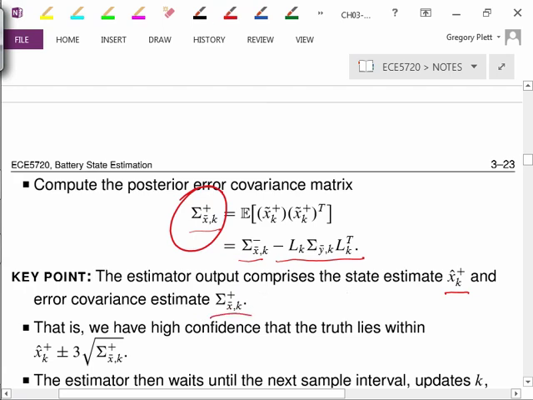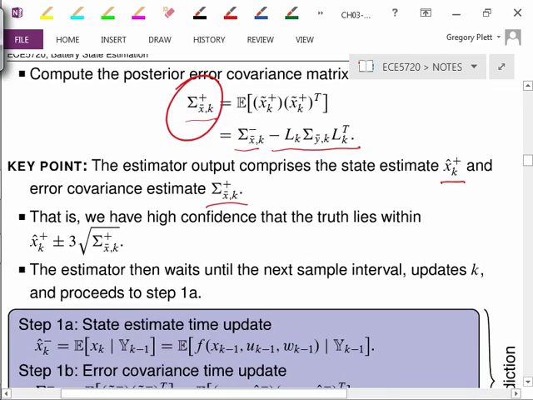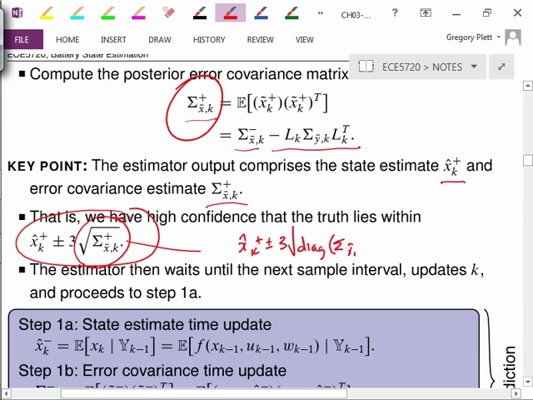The sigma, the covariance, can tell me about error bounds. So we could say we have high confidence that the truth lies within the estimate plus or minus 3 standard deviations. This is a bit of a short form because we're talking about a matrix here, but what I mean is, actually I could probably be precise if I just said x hat k plus or minus 3 times square root of the diagonal of sigma x tilde comma k plus. That's really what I mean.